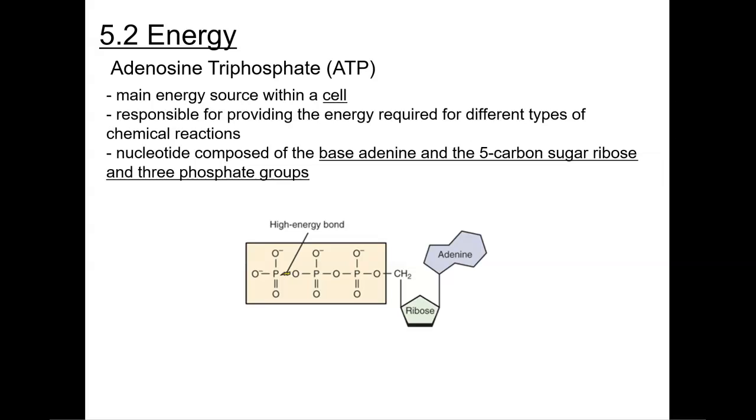So it's your main energy source within a cell and within living things. It's responsible for providing energy that's required for different types of chemical reactions. It has a nucleotide composed of the base adenine and your 5-carbon sugar that you see there, and then those 3 phosphates I was telling you about.